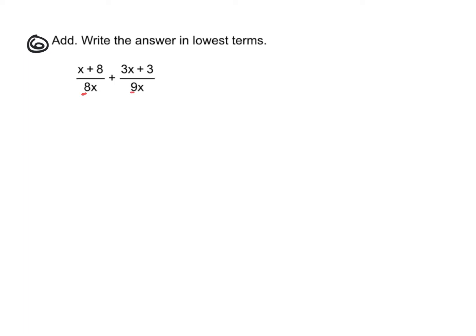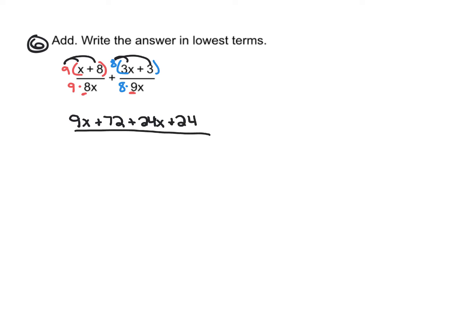8 and 9, they don't have anything in common. So this needs a 9 on the bottom and the top. And this needs an 8 on the bottom and on the top. So 9 times x is 9x, and 9 times 8 is 72. 8 times 3x is 24x. 8 times 3 is 24. And all of that is over 72x. 9 times 8 times x is what my whole bottom is in both places.